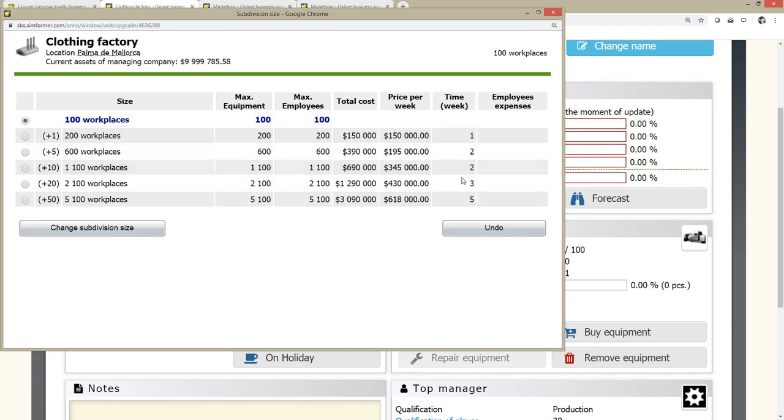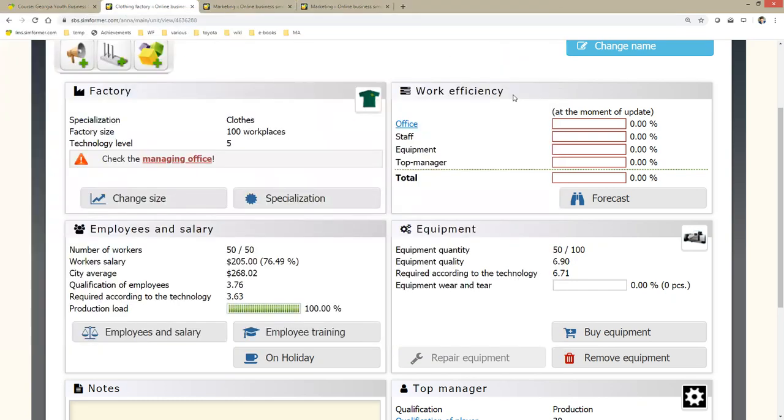Or you want to be very careful and very good with your planning, because you have only 7 turns ahead of you. Once again, make a choice, then click Change Subdivision Size, and you will have the result. The result, if changed, will be seen here.